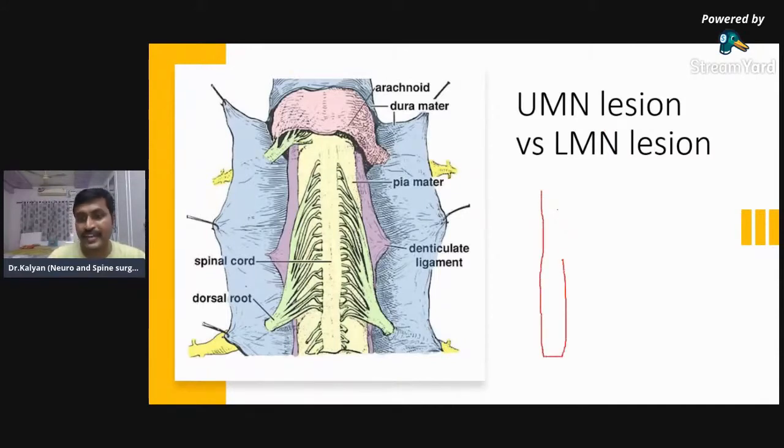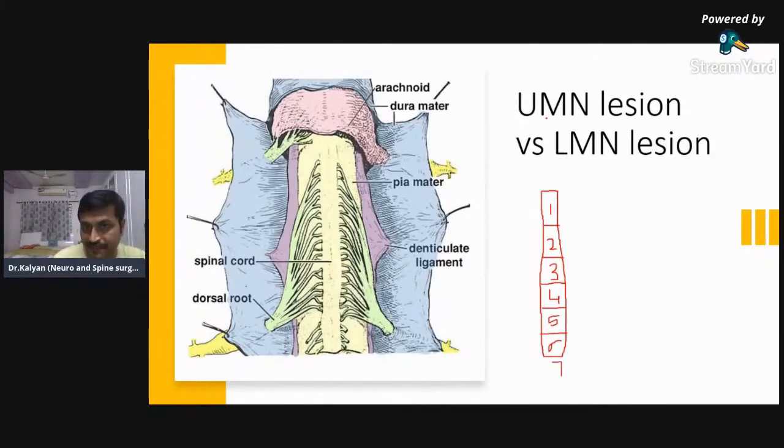This concept of LMN and UMN is very important. So let us say this is a cervical cord. Let us draw 7 segments in it. 1, 2, 3, 4. Okay, some segments I have drawn. So let me label them 1, 2, 3, 4, 5, 6, 7. So we have tracts going through it.